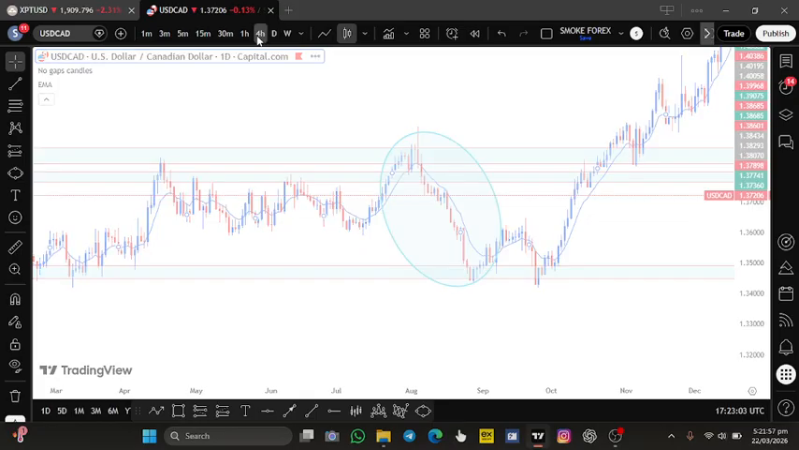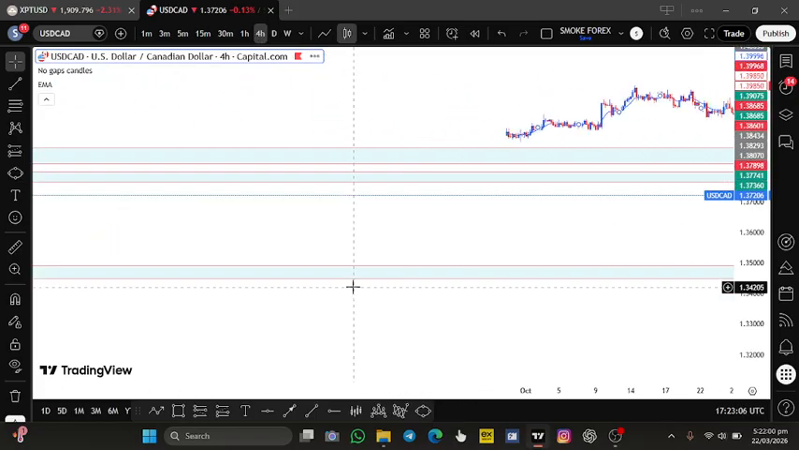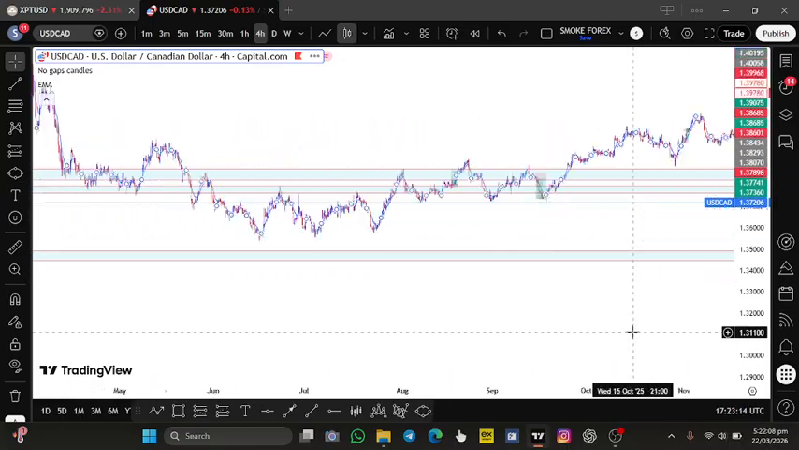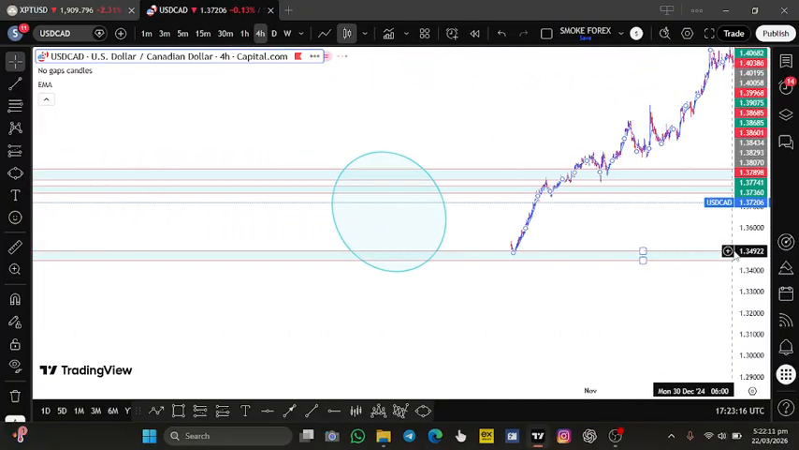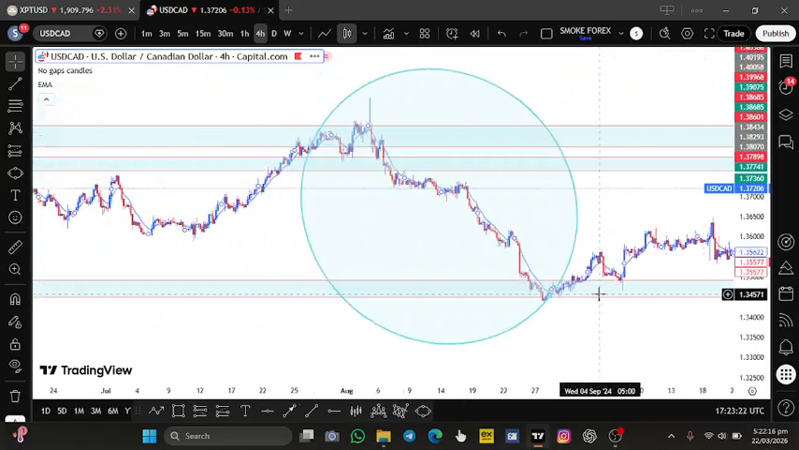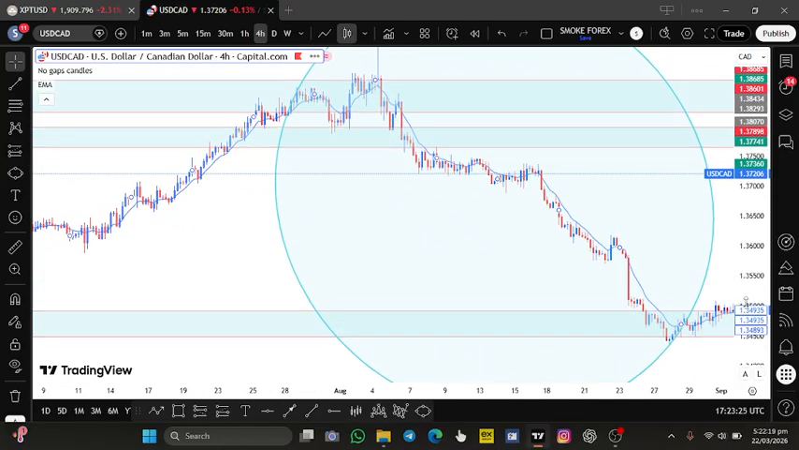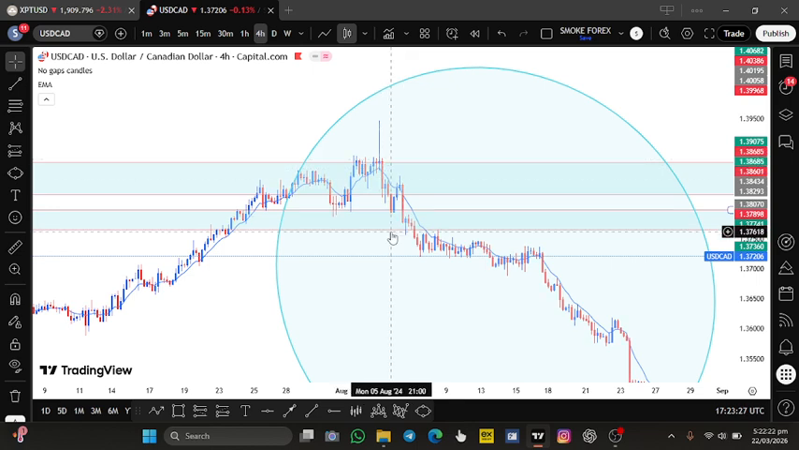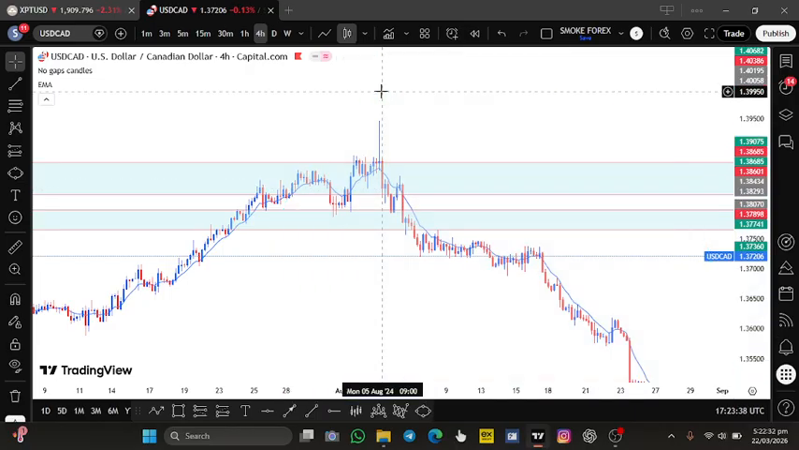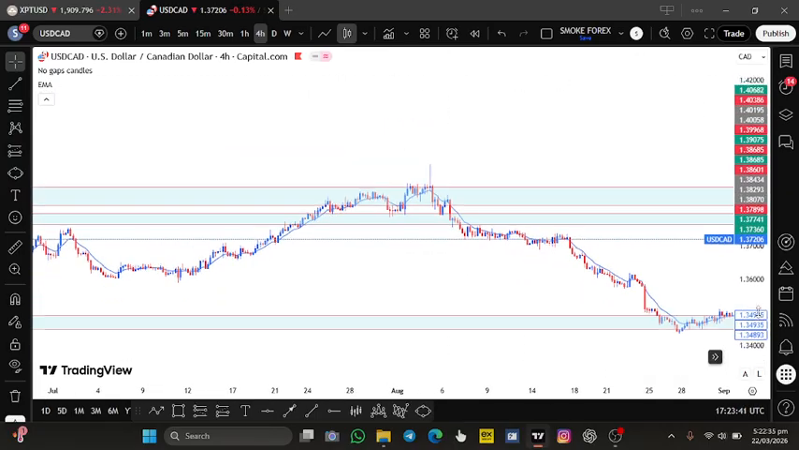So when we went down to the 4 hour time frame, we can clearly see that the moment price rejected the level, it broke structure, broke the area of interest and retested the area of interest. So that's what I'm looking for price to do next week on USD CAD.